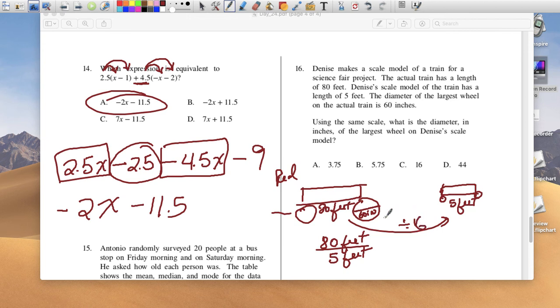All right? So 80 divided by 16 equals 5. So the scale factor is 16. 16 times smaller. So the wheel is also going to be 16 times smaller. So 60 divided by 16 equals 3.75. Yay, I got it right. So the diameter of the scale model train wheel is going to be 3.75 inches.